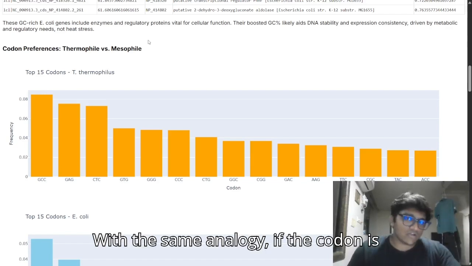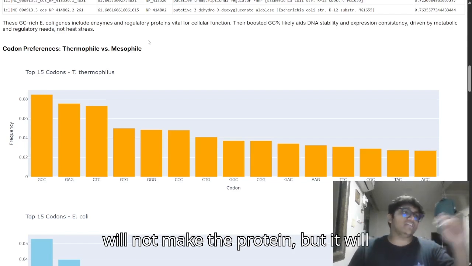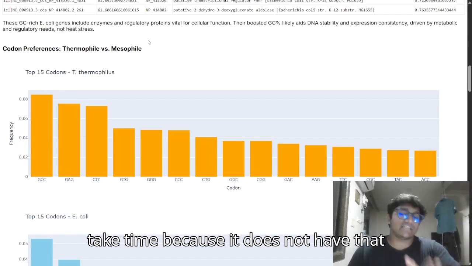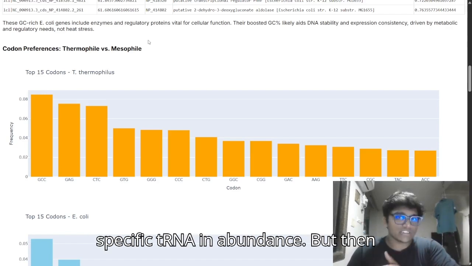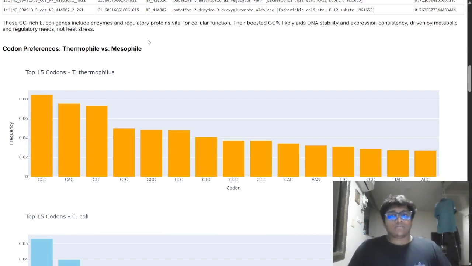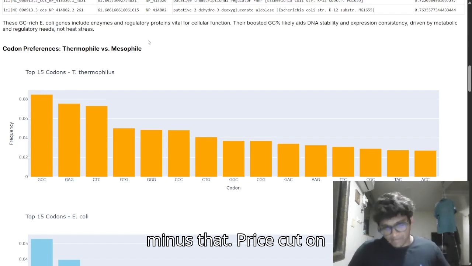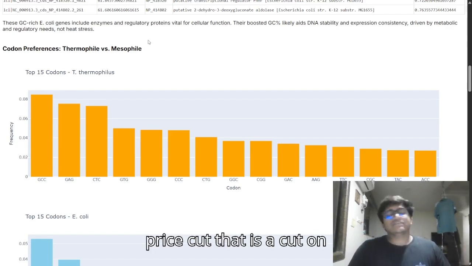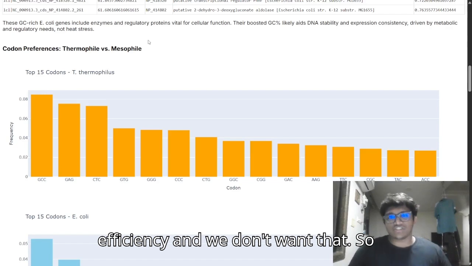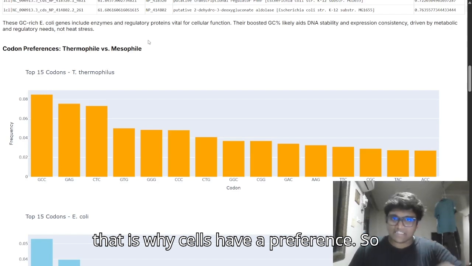With the same analogy, if the codon is not preferred, it's not like the cell will not make the protein, but it will take time because it does not have that specific tRNA in abundance. So then what will happen? It's going to take time. That is a price cut on price cut. That is a cut on efficiency, and we don't want that. So that is why cells have a preference.